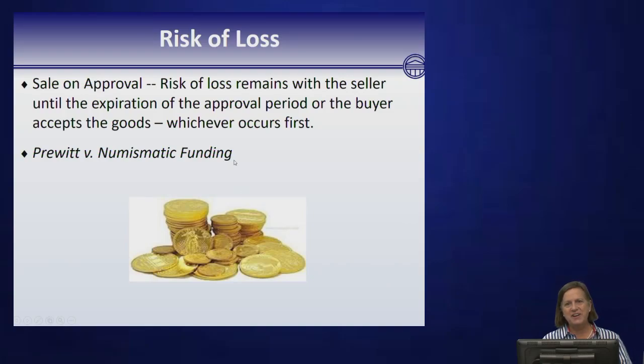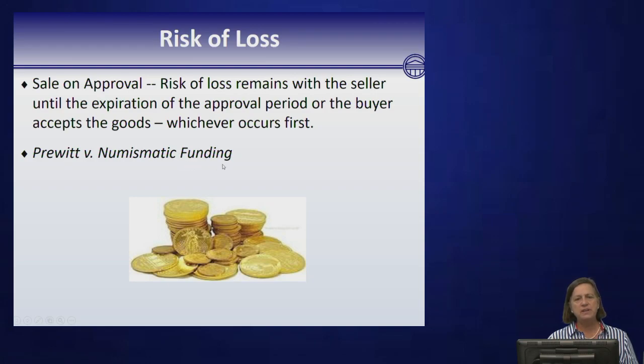Risk of loss. So who bears the risk of loss if goods are destroyed? In a sale on approval, remember the risk of loss remains with the seller until the expiration of the approval period or until the buyer accepts the goods, whichever happens later. This was the Pruitt versus Numismatic Funding case.